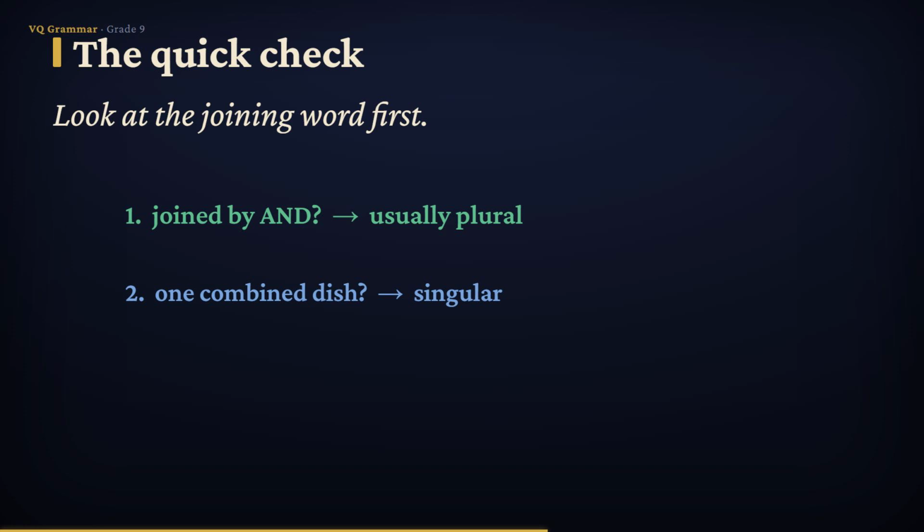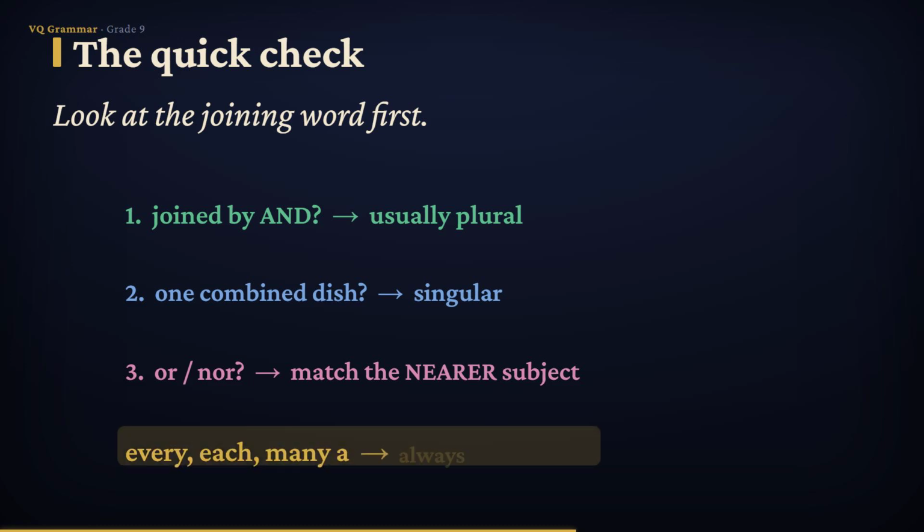If so, go singular. Step 3. Is it joined by or nor? Then match the verb to the nearer subject, the one closest to it. And keep this last one in your back pocket. If the subject starts with every, each, or many a, the verb is always singular, no matter what. Run those checks and you'll never guess again.